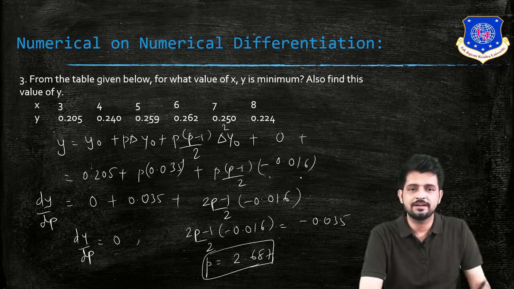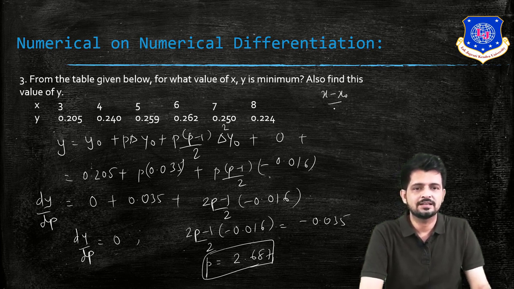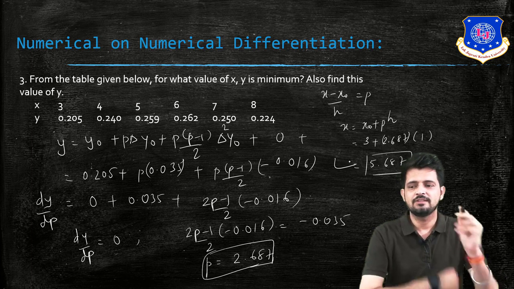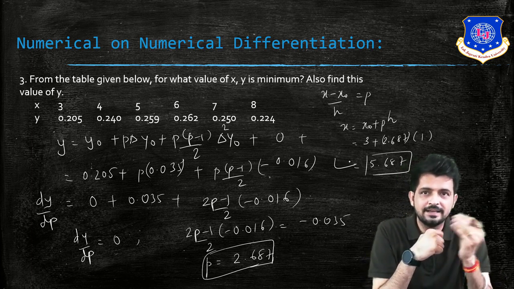But we have to find the value of x. How can we find the value of x? x minus x0 upon h is equal to p. So x will be x0 plus ph. What is our x0? 3. What is our p? 2.687. What is our h? 1. So what is my value of x? 5.687. This is my value of x for which y is minimum.